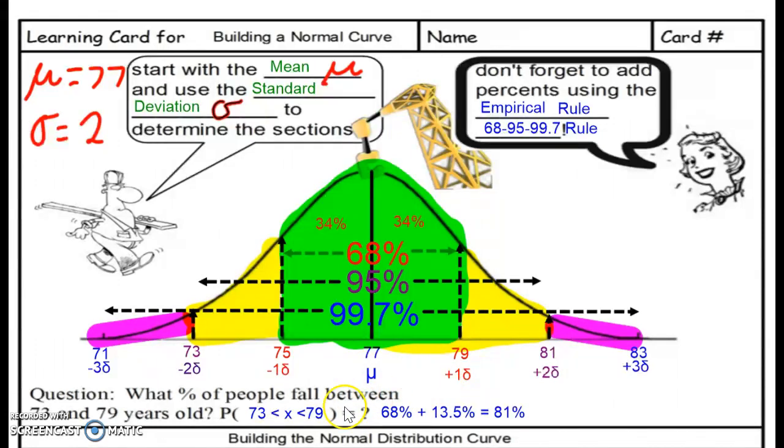If you do not have values that land exactly on 1, 2, or 3 standard deviations above or below the mean, then you should not be using the empirical rule. You want to use a different method, whether it's your normal CDF on your calculator or using a table, but you want to use z-scores. That's a different topic that relates to normal curves. This is just how to put one together and what are the basics behind a normal curve. So hopefully this helps you understand normal curves a little bit better, and hopefully you have fun in your stats class.